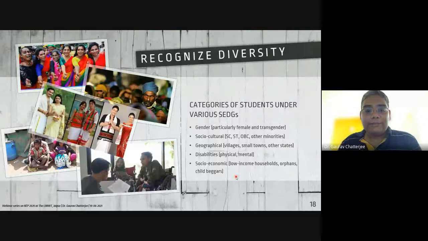So the key step to understand inclusivity, the first step, is to understand or recognize what the diversity is. What are the different types of students that we are talking about? And the policy document very nicely categorizes the types of students that we might encounter into these 5 broad categories. One is the gender itself, with a particular focus on the female students and the transgender communities. The second classification is the socio-cultural, which is already very well documented and well in place: the SC, ST and the other minorities. The third classification is based on the geographical divide. Some students might be coming from small villages or small towns or even other states.